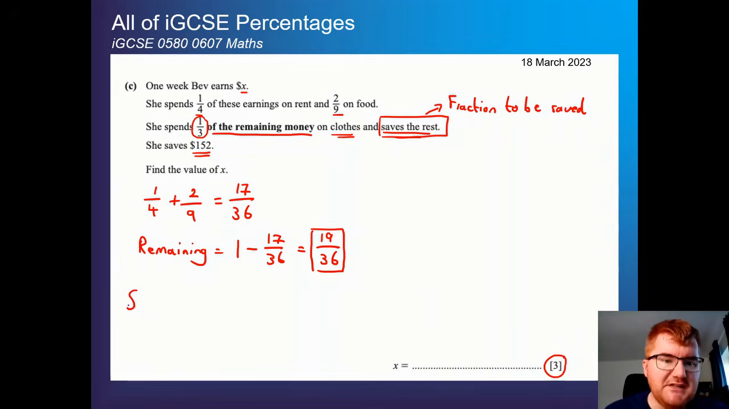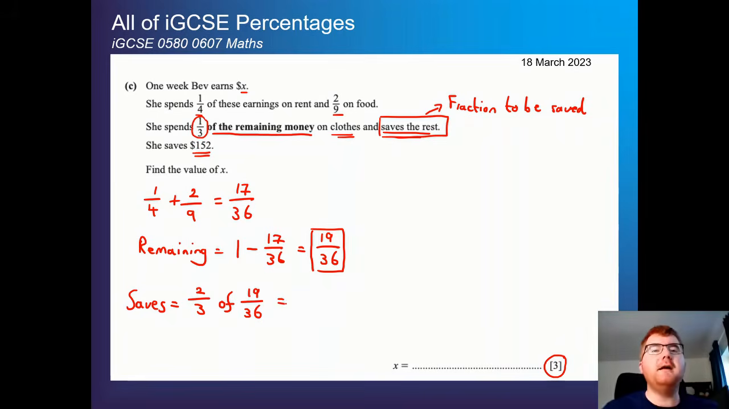So the amount that she saves is equal to 2/3 of this 19/36. Now remember, whenever we talk about of in mathematics, we're talking about multiplication. We're talking about multiplying and timesing. So we get 2/3 times 19/36. Again, we can use our calculator to do this for us.